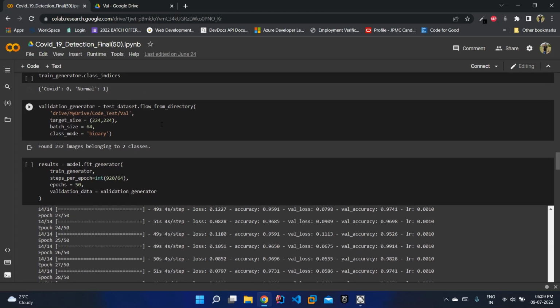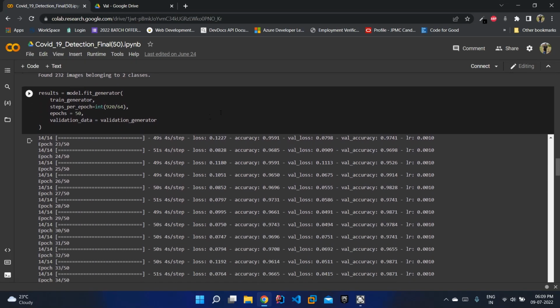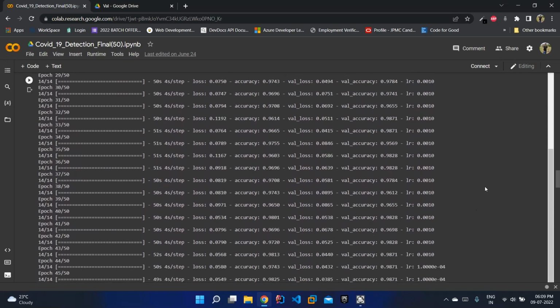Once we were able to achieve the same with the validation generator, we then went on to build our model over 50 epochs. It is important to note that we used 920 by 64 steps per epoch. This is indicative of 920 training images and 64 as a batch size for each epoch. This resulted in our model running for 14 steps in each of the 50 epochs while developing a consistent amount of training as well as validation accuracy.